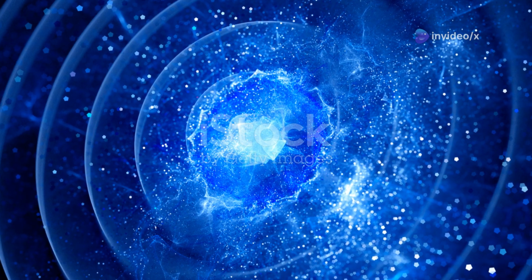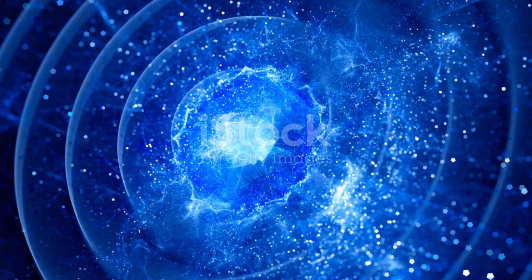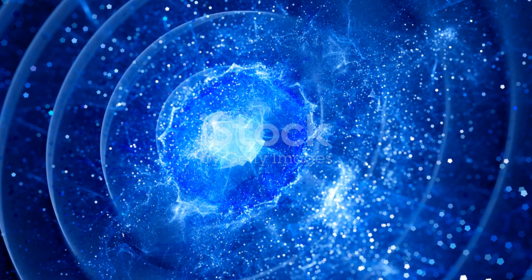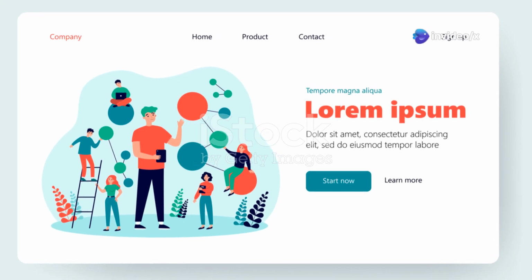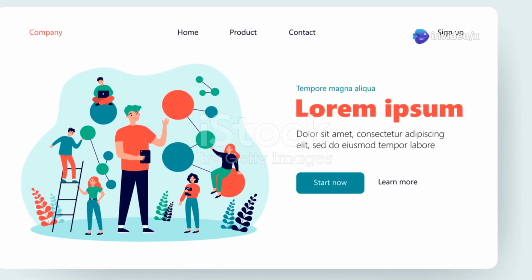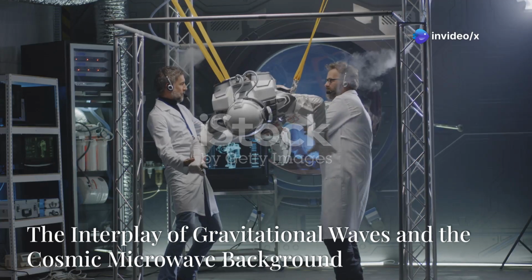For example, the strength and pattern of primordial gravitational waves can tell us about the amount of dark matter and dark energy present in the early universe. This information can help us refine our understanding of these mysterious components of the cosmos.